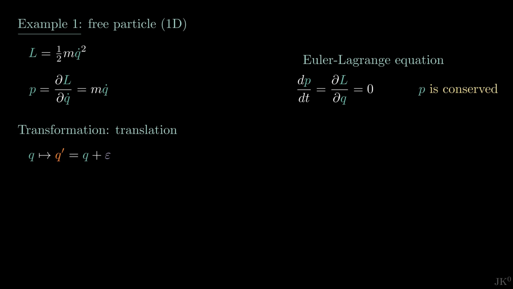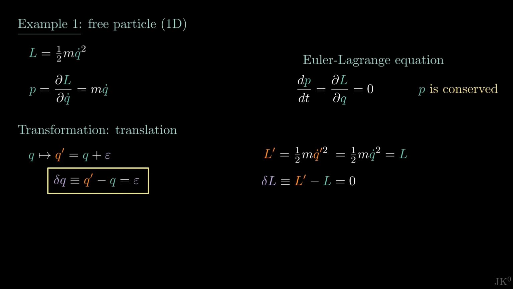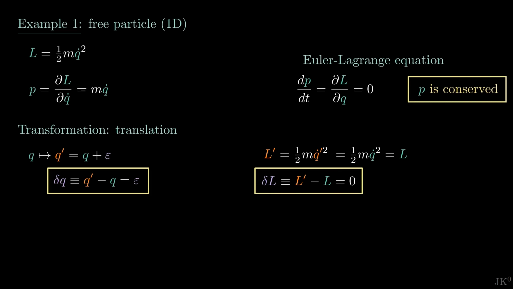We define the infinitesimal transformation delta q as the coordinates after and before the transformation. This is the new Lagrangian, but since q dot and q prime dot are identical, the new Lagrangian is equal to the original. In other words, delta L equals 0. As I will show you in a minute, the coordinate transformation and this invariance of the Lagrangian can be used to derive that p is conserved.